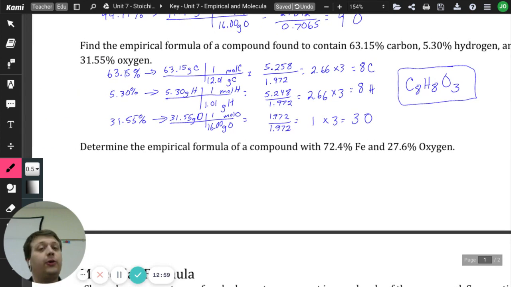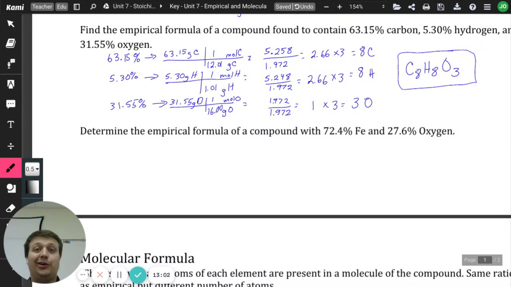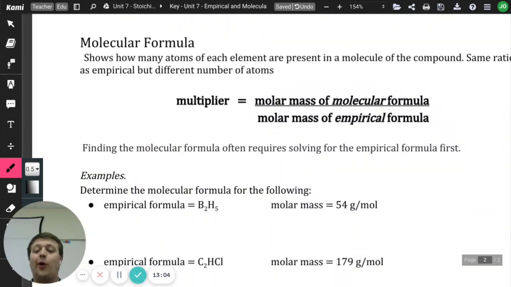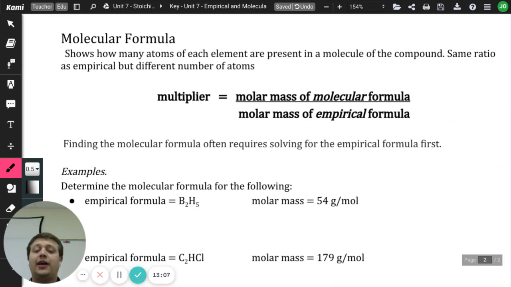I'm going to leave this next one for y'all to do as practice, but otherwise I'm going to go ahead and move on. So, molecular formulas. A molecular formula is basically, like I said earlier, the non-reduced version of the empirical formula. It's going to tell us exactly how many atoms of each element are present in the molecule of the compound. It's going to have the same ratio as my empirical formula, but a different number of atoms. Why? Because now we're telling the exact picture, the exact thing that we have.